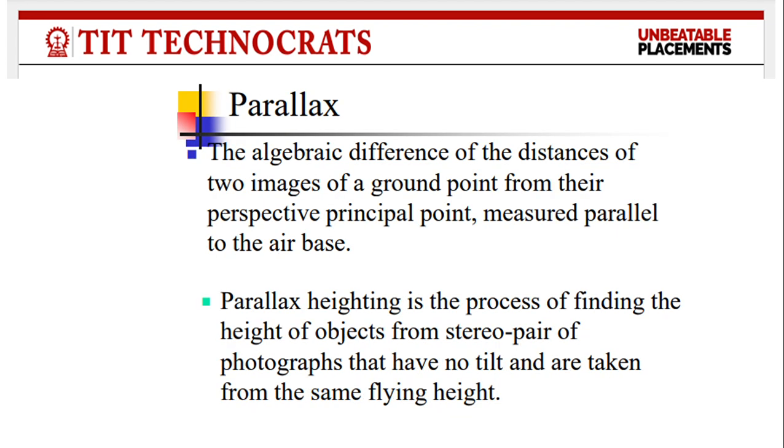The algebraic difference between the two images of a ground point from their perspective principal points, measured parallel to the air base, is called parallax. Parallax heighting is the process of finding the height of an object from stereo pairs of photographs that have no tilt and are taken from the same flying height.